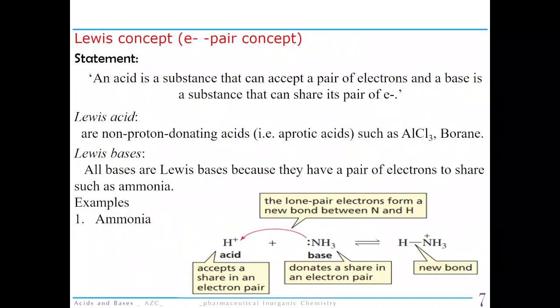Lewis concept, also called the electron pair concept. Statement is, an acid is a substance that can accept a pair of electrons, and a base is a substance that can share its pair of electrons.